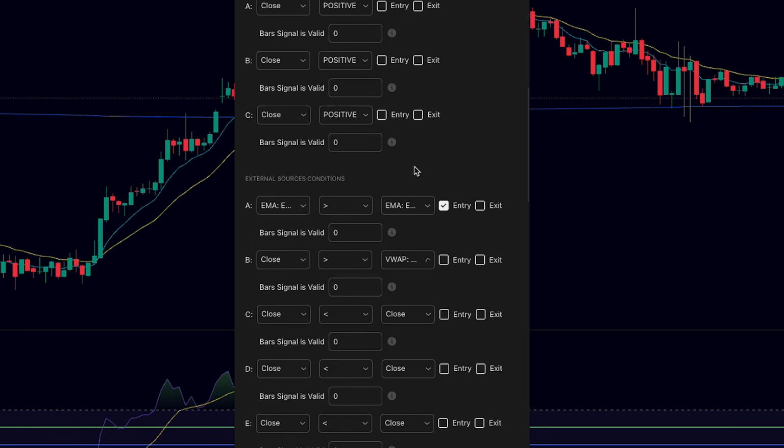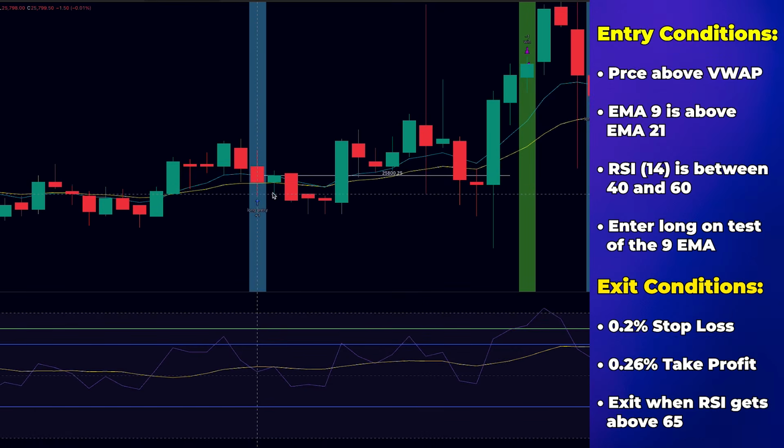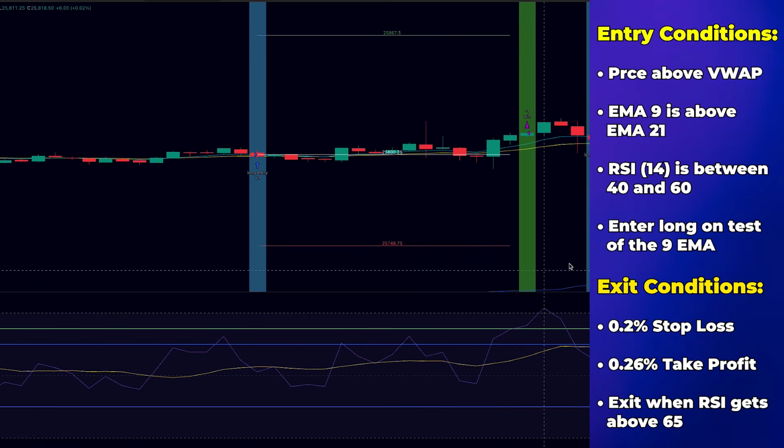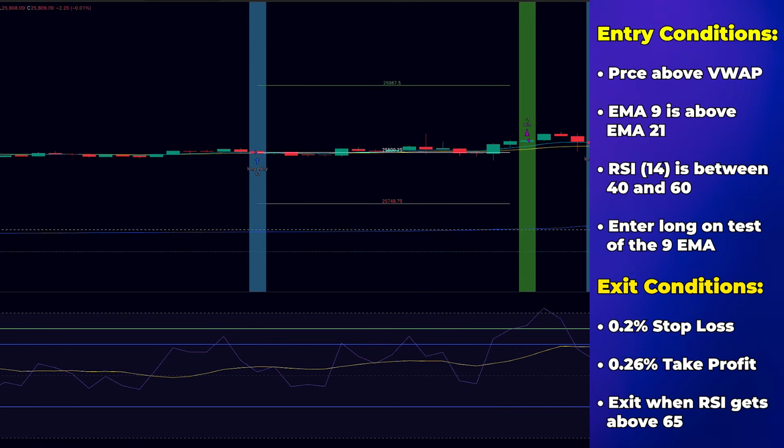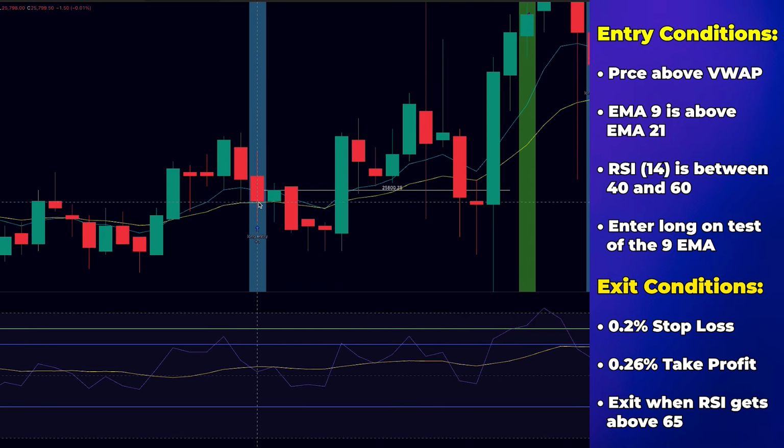But before I show you the results, let's look at a couple live examples on the chart. So we have an entry right here. We have price above the VWAP. The VWAP is all the way down here, this blue line. We have the EMA 9, this cyan line, above EMA 21, this yellow line. We have RSI between 40 and 60. These two blue lines are 40 and 60. And then we enter long on the test of the 9 EMA.